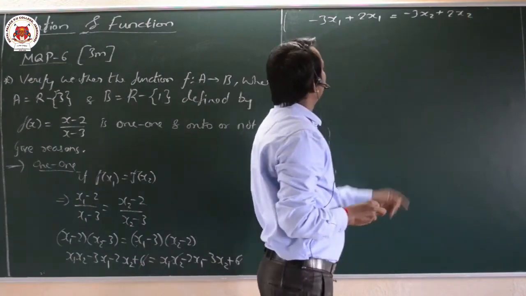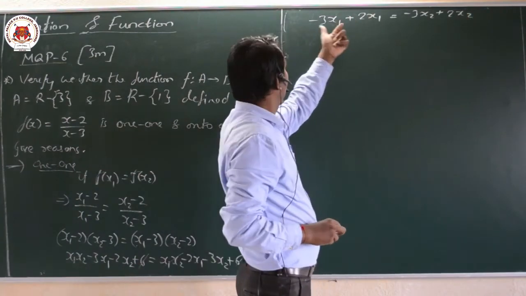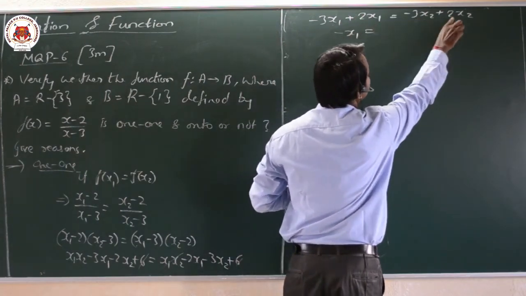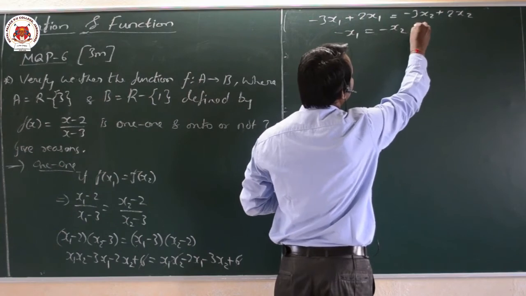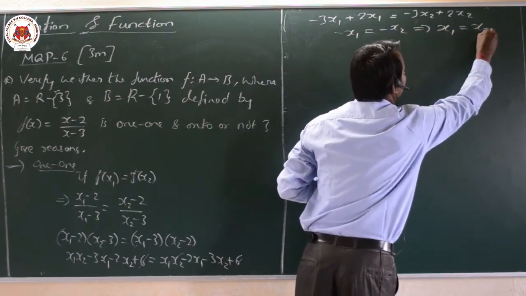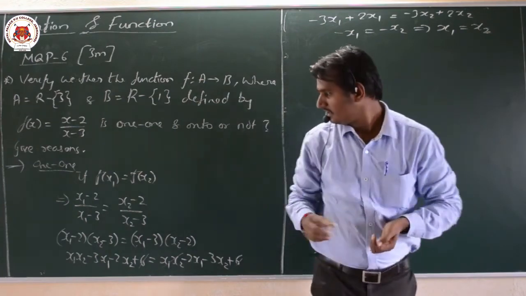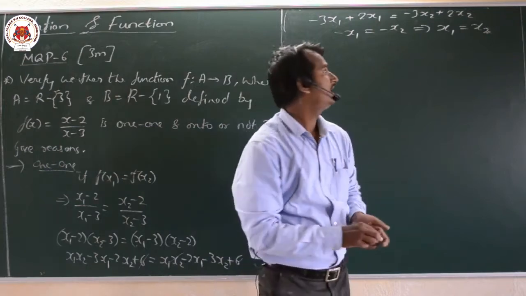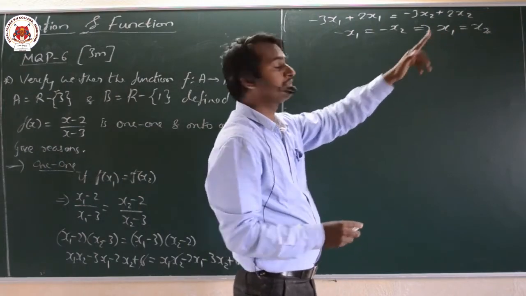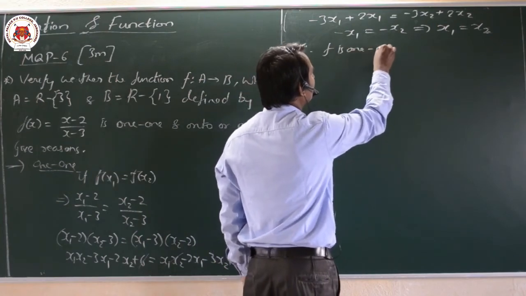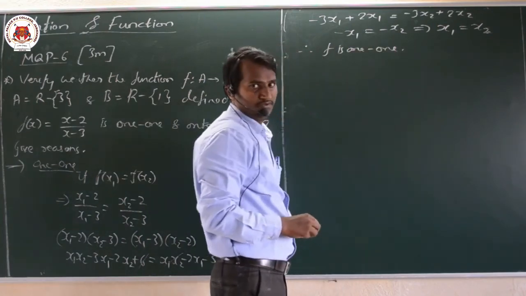Here we can observe that both the variables are the same. Minus 3 plus 2, that becomes minus x1, equal to minus 3 plus 2, that is minus x2. That implies x1 equal to x2. Now what we had shown here, we had shown that if f of x1 equal to f of x2, then x1 equal to x2. Therefore f is one-one. Therefore f is a one-one function.